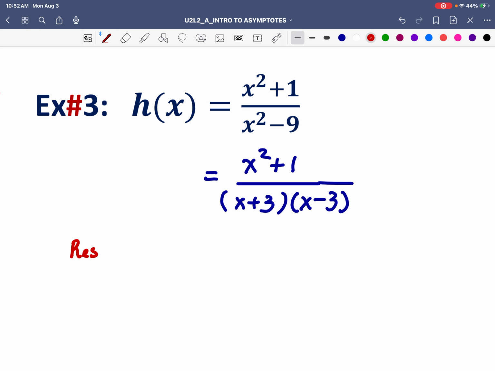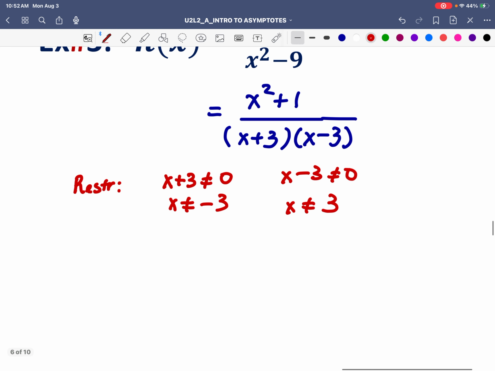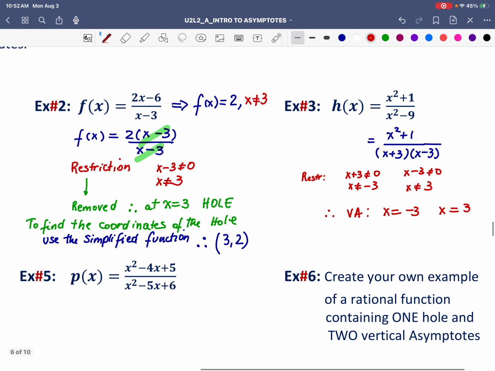And restrictions are found by making every factor different than 0. x minus 3 different than 0, so x different than 3. So we have two restrictions. They're not simplifiable. So we're going to say the vertical asymptotes are at x equals negative 3 and at x equals positive 3. So two vertical asymptotes.